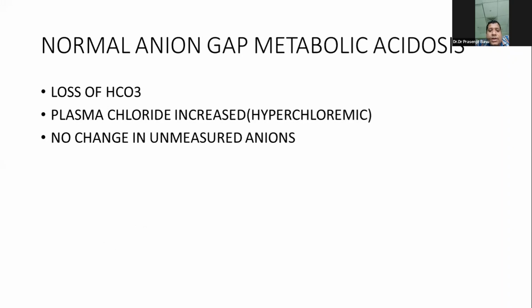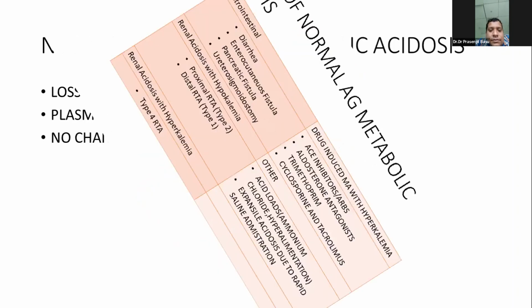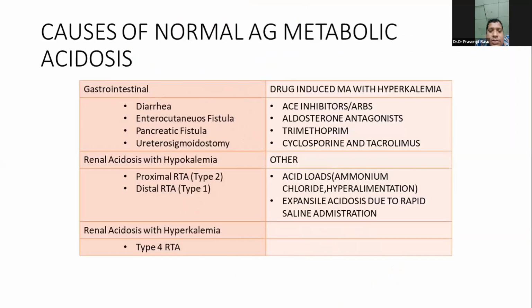Normal anion gap metabolic acidosis includes loss of bicarbonate, increased plasma chloride, hyperchloremic, and no change in unmeasured anion. Causes include gastrointestinal causes, which include diarrhea, enterocutaneous fistula, pancreatic fistula, ureterosigmoidostomy, and renal causes: renal acidosis with hypokalemia, both proximal and distal renal tubular acidosis, and renal acidosis with hyperkalemia, which includes type 4 renal tubular acidosis.